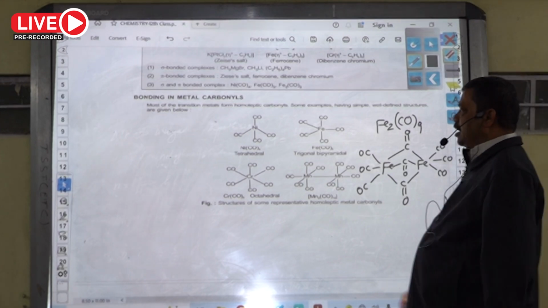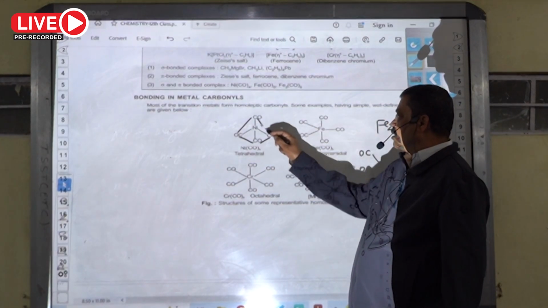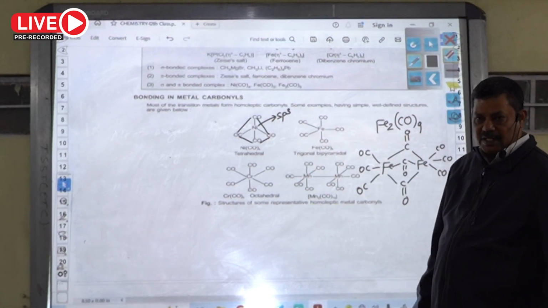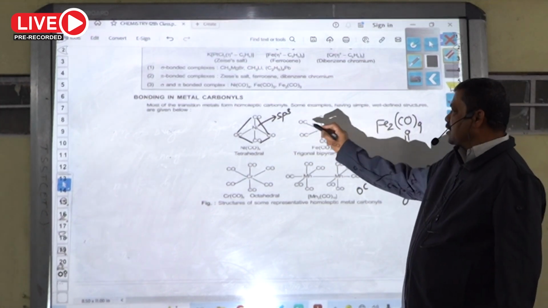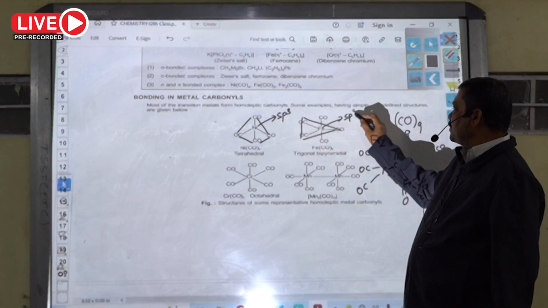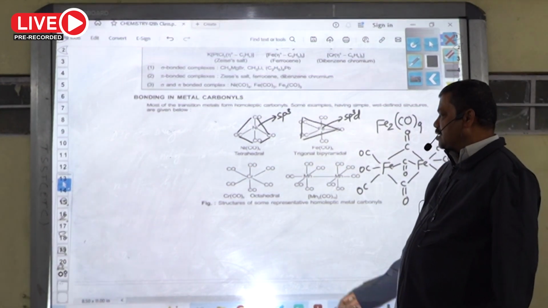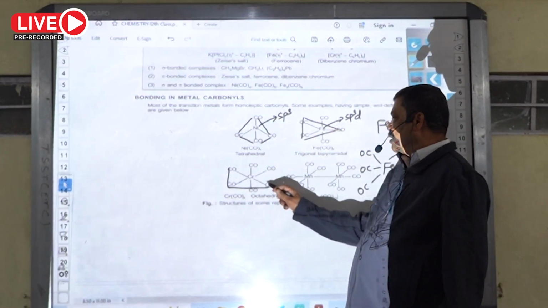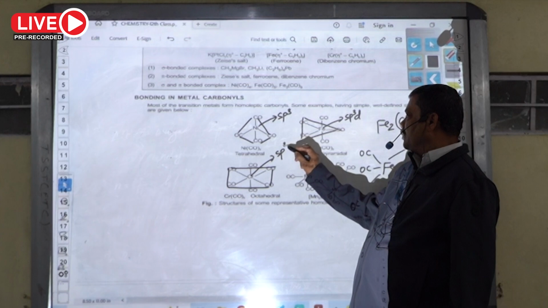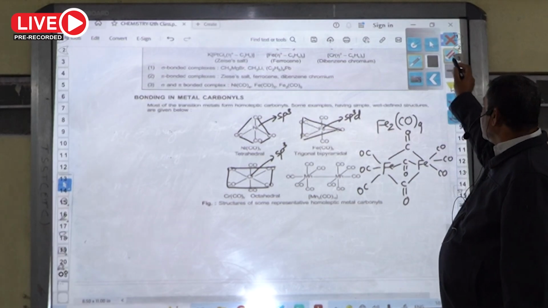Now in the morning class and afternoon class, I have given this as a tetrahedral molecule, nickel carbonyl with sp3. This we already discussed. This also we discussed, trigonal bipyramidal. Cr(CO)6 is octahedral, not sp3d2, but d2sp3.